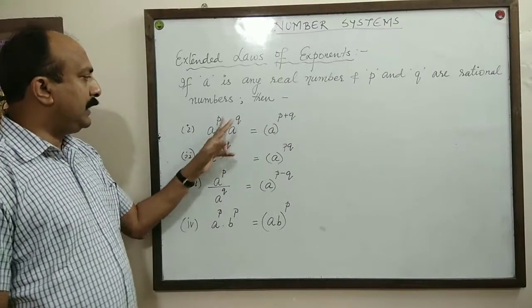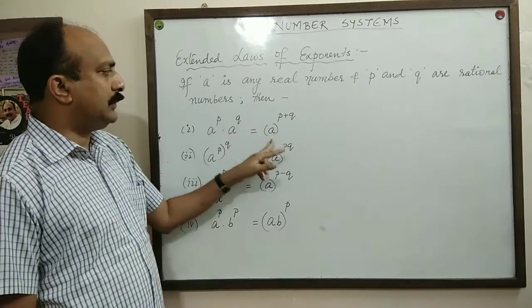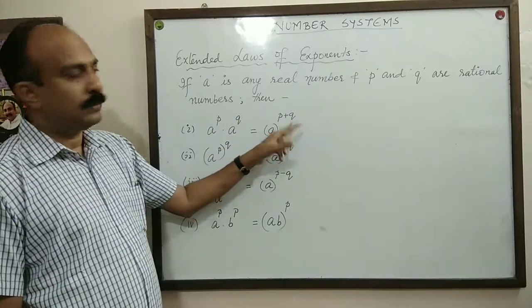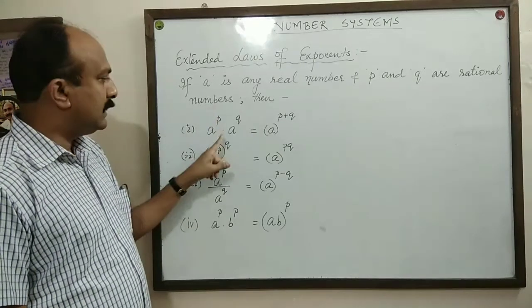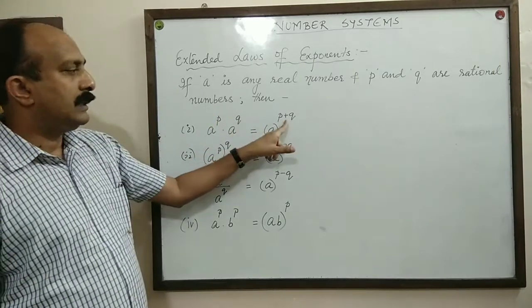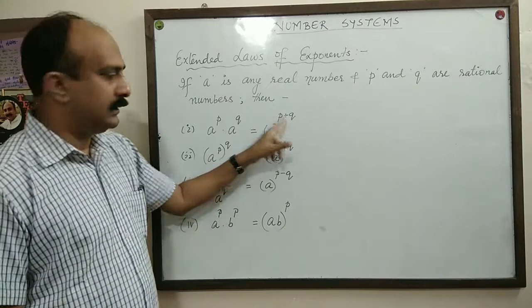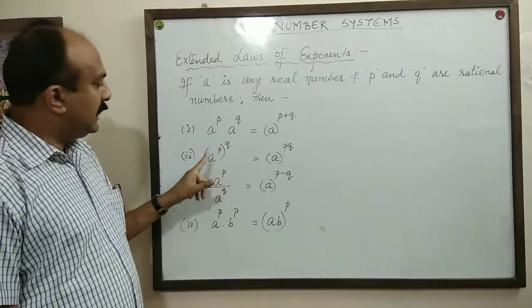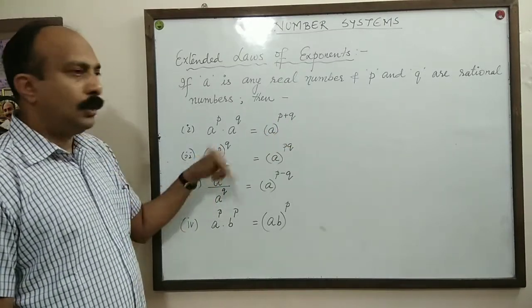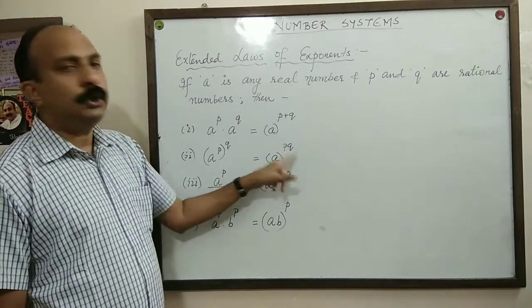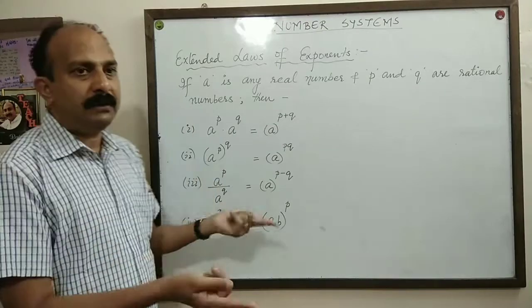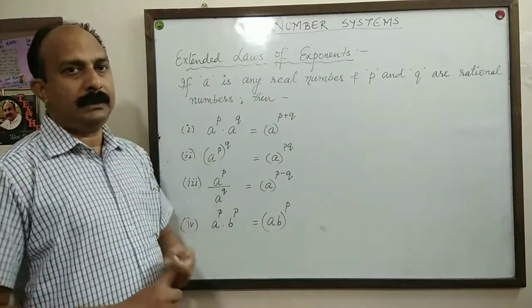So a power p into a power q is equal to a power p plus q. Same base, different powers, multiplication: the powers will be added. Second rule, a power p, the whole power q is equal to a power p into q. Power's power will be multiplied.